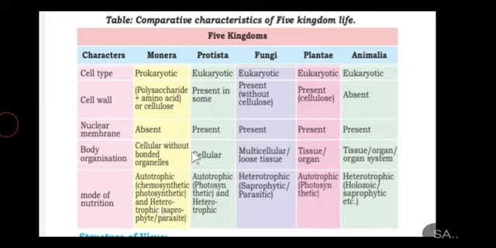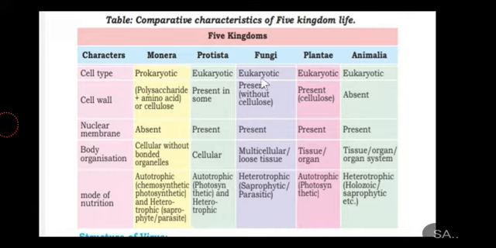If you look at kingdom Protista, then the organisms that are found in kingdom Protista, their cell type is eukaryotic, cell wall is present in some, nuclear membrane is present, body organization is cellular, and mode of nutrition is autotrophic, that is photosynthetic, and heterotrophic, that is absorption.